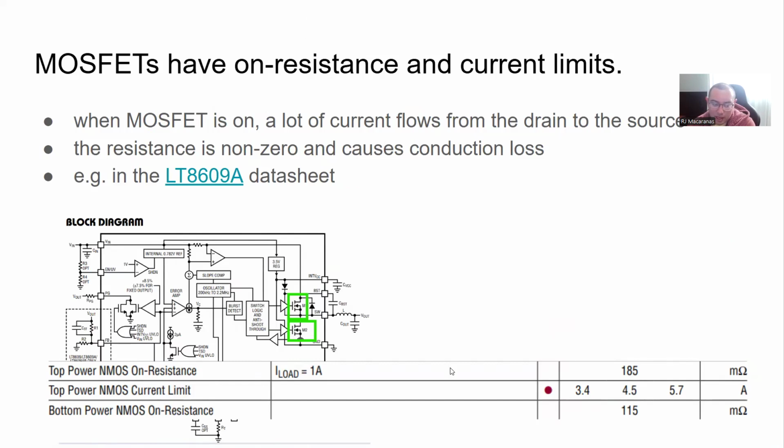Likewise, the bottom NMOS has some sort of resistance, this on resistance, which is a little bit less actually.